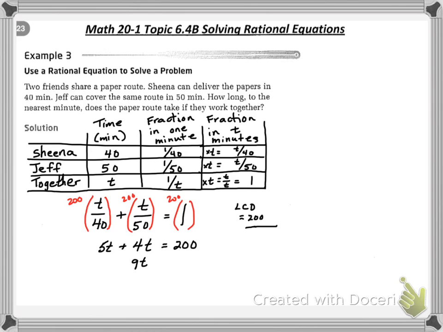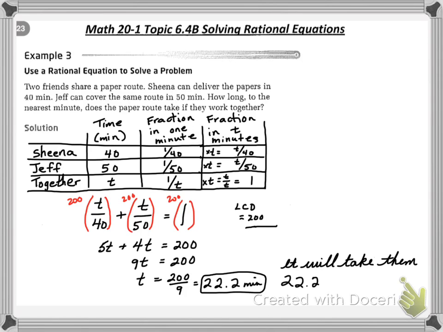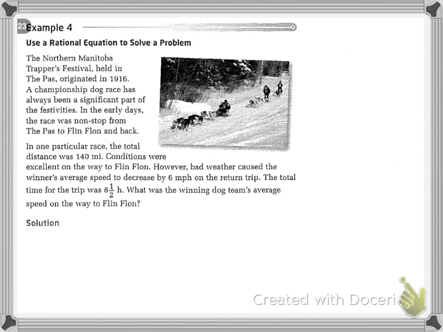Simplifying, 9t is equal to 200. Divide both sides by 9. T is 200 divided by 9, or 22.2 minutes. It will take them 22.2 minutes if they work together.